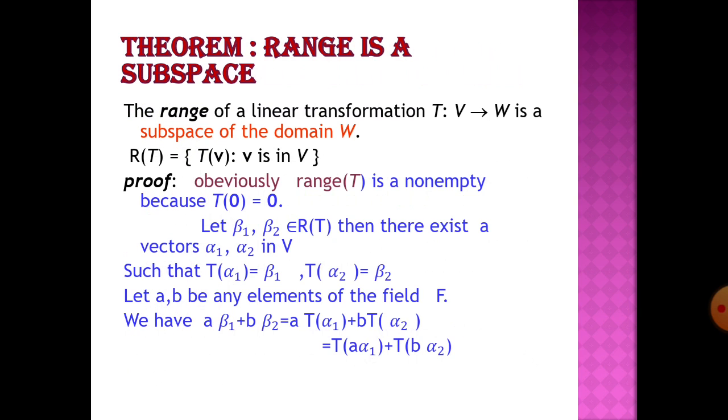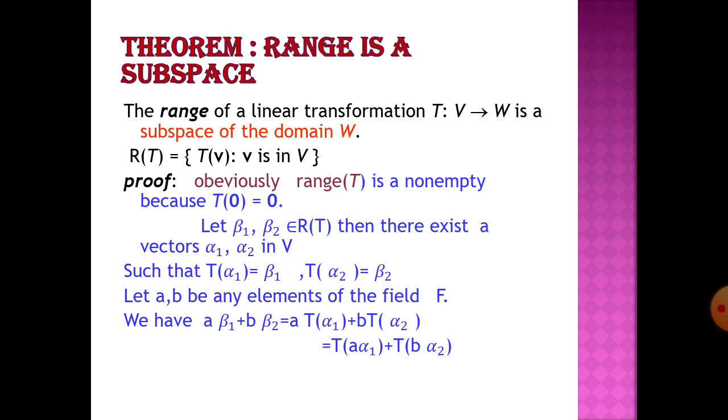Next theorem: the range is a subspace. The range of a linear transformation T, a function from V to W, is a subspace of the codomain W. R of T is the range of T, which is equal to the set of T of v such that v is in the domain V. This is the definition of the range of T. We want to show that this R of T is a subspace of W.